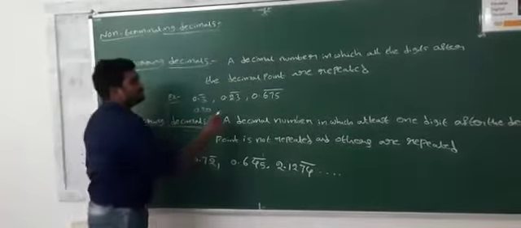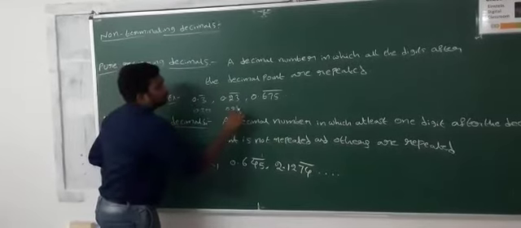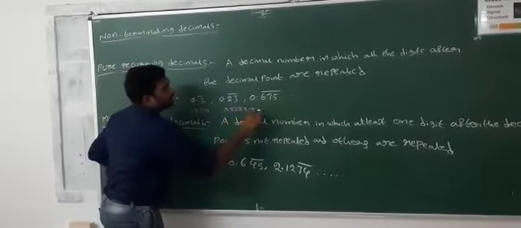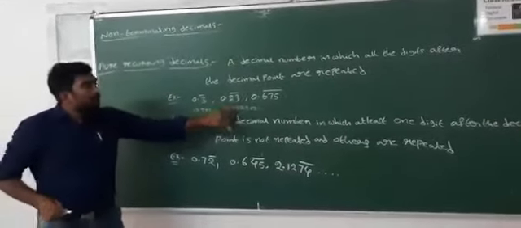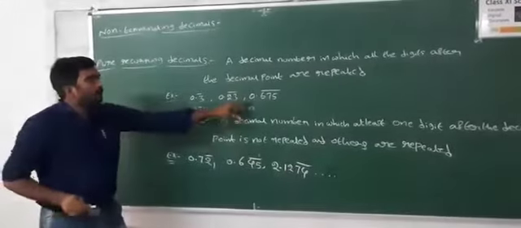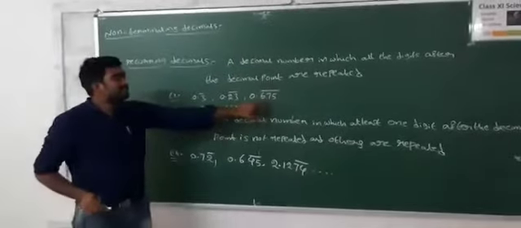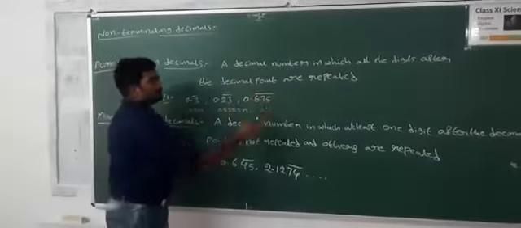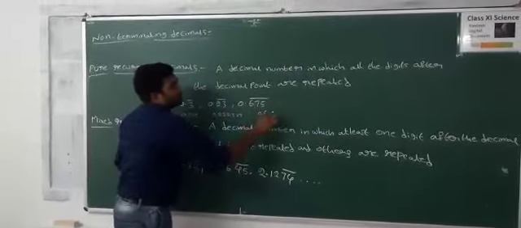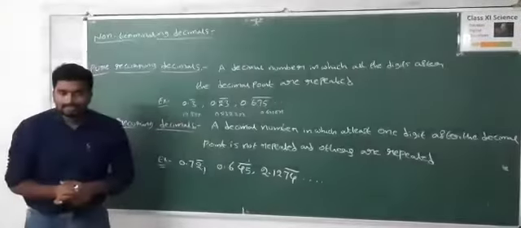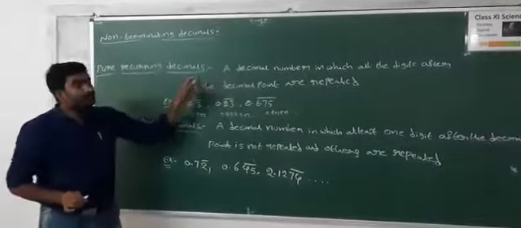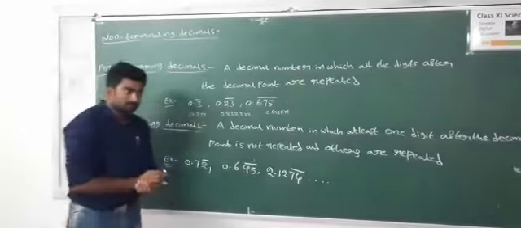In this example, 0.23 bar is 0.232323 and so on. That means after the decimal point, two digits are repeated. And 0.675 bar means 0.675675 and so on. This type of decimal is called a pure recurring decimal.